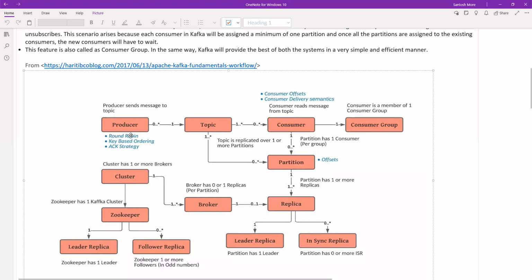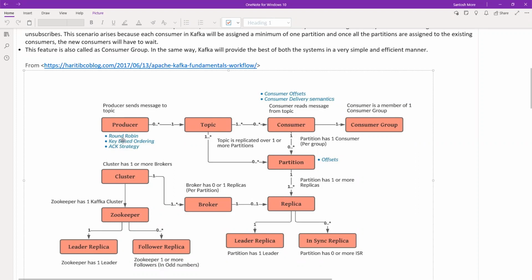One is round robin, or maybe the key based ordering. So that is what we were discussing more. This is the second one, the key based ordering. And the ACK strategy, actually, we will discuss later because it involves some other things. So that won't be discussed today. I think it's something to do with the delivery semantics. Okay. So what does round robin mean?